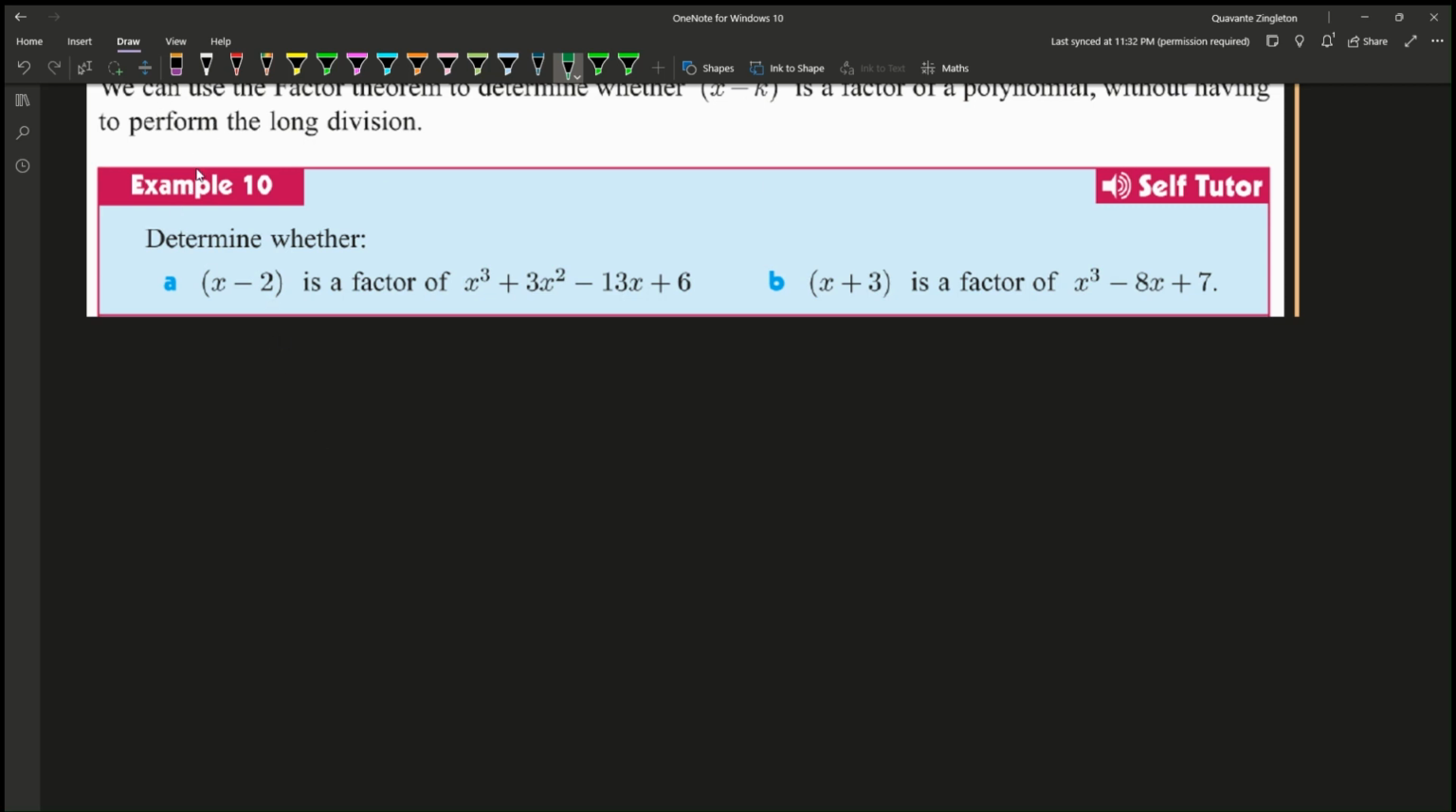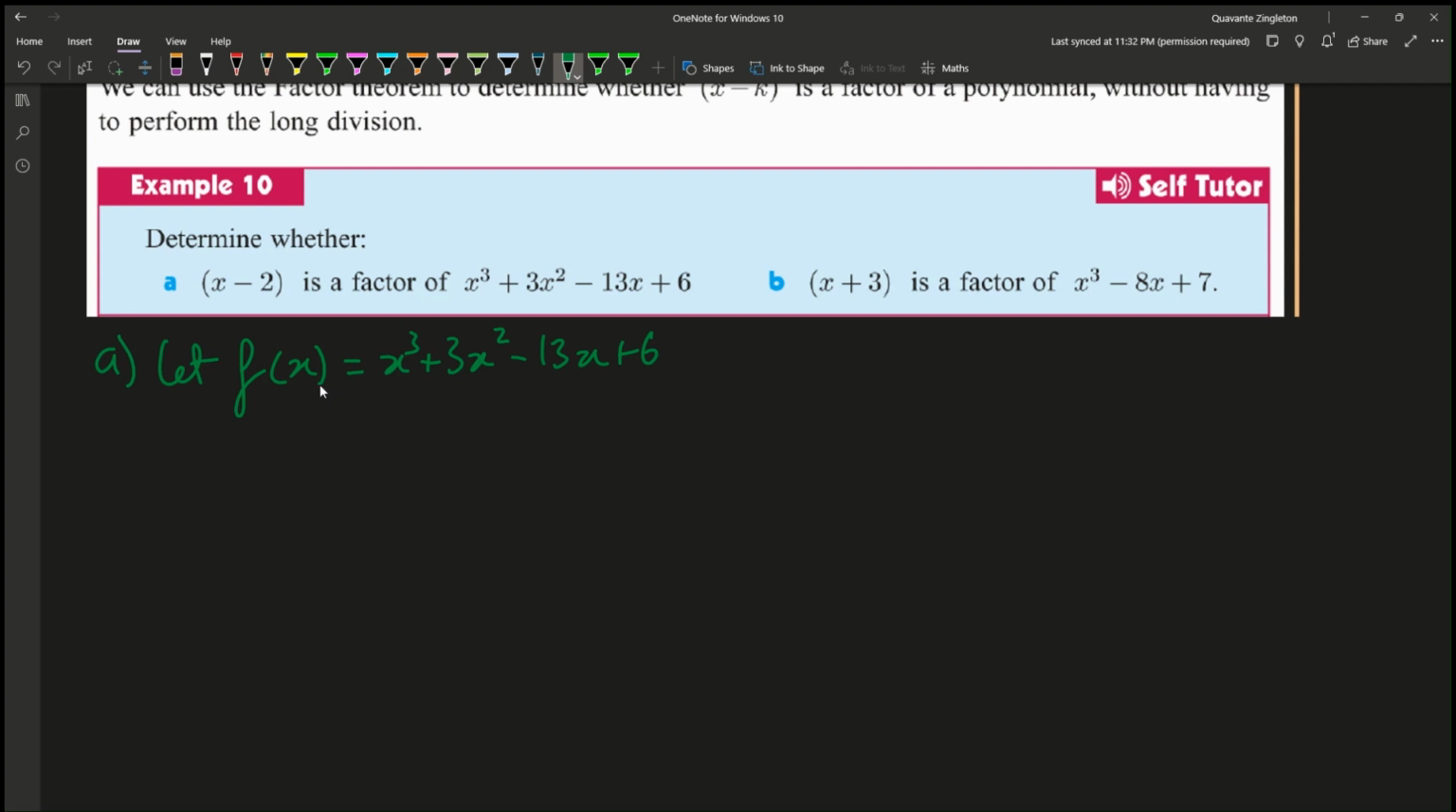Using the factor theorem, we can deduce whether certain expressions, for example x minus 2, are factors of this polynomial. To do this, we let the polynomial be a function. I'd like to define it as a function. So let f of x be equal to x cubed plus 3x squared minus 13x plus 6.